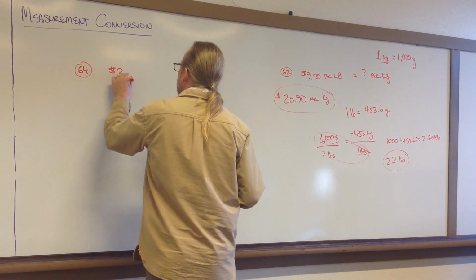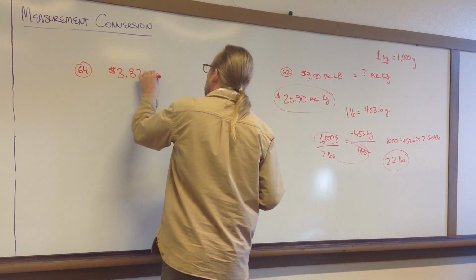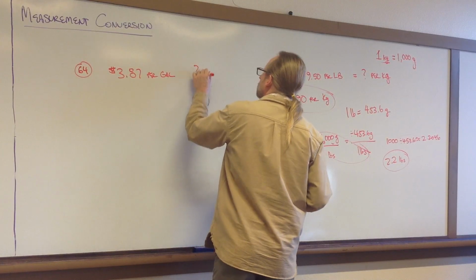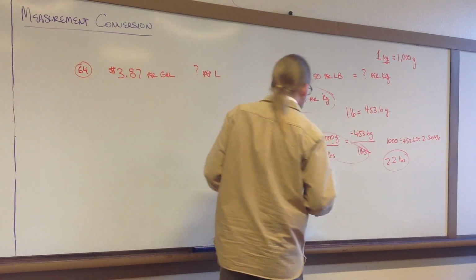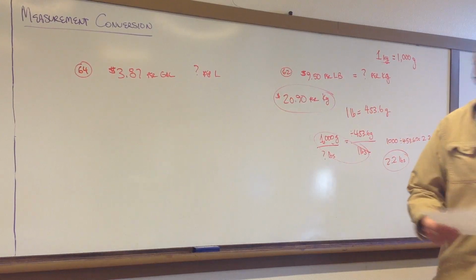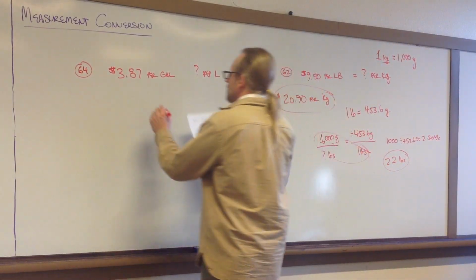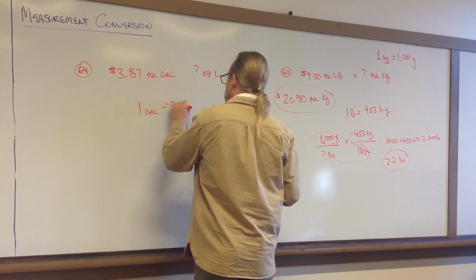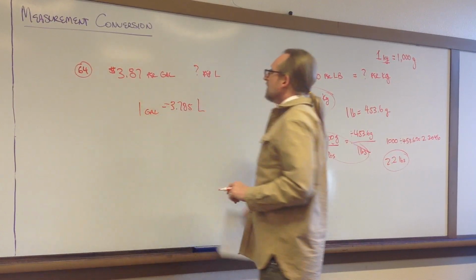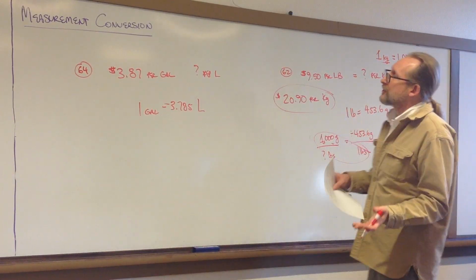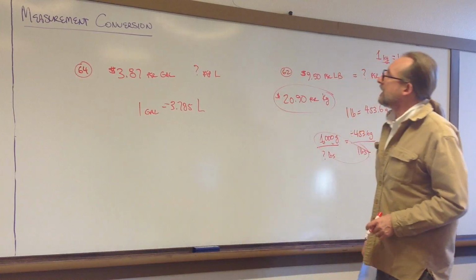Gasoline is $3.87 per gallon, and the question is, what is the cost per liter? All right, so gallons to liters. Yeah, we've got a nice direct conversion here. 1 gallon is 3.785 liters. Okay, so again, the question is, do we multiply or do we divide?